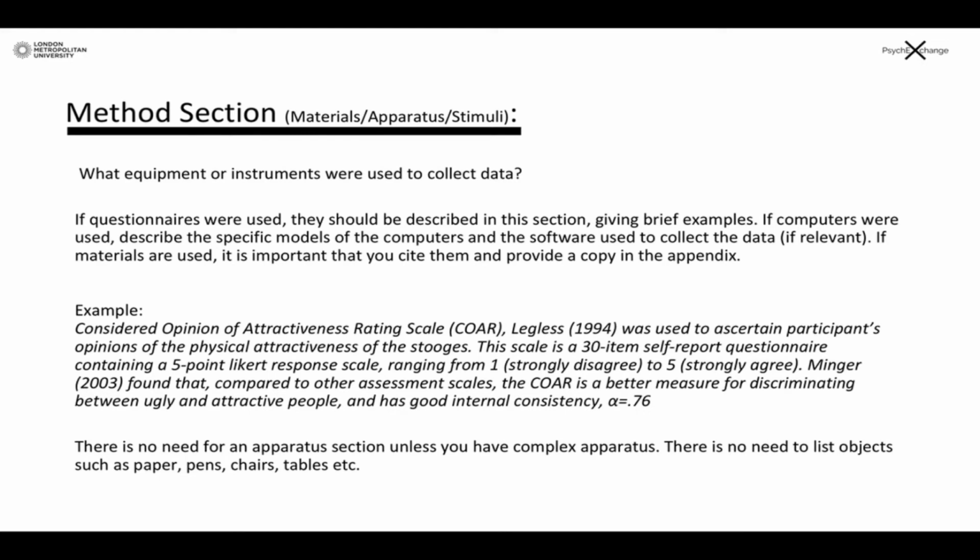There is an example on the screen which reads, "Considered opinion of attractiveness rating scale, CORE, Legless, 1994, was used to ascertain participants' opinion of the physical attractiveness of the Stooges. This scale is a 30-item self-report questionnaire containing a 5-point Likert response scale ranging from 1, strongly disagree, to 5, strongly agree. Minga, 2003, found that compared to other assessment scales, the CORE is a better measure for discriminating between ugly and attractive people and has good internal consistency, Cronbach alpha 0.76."